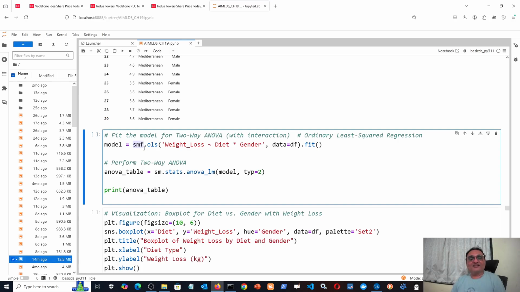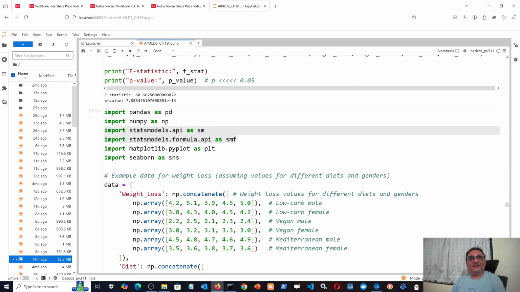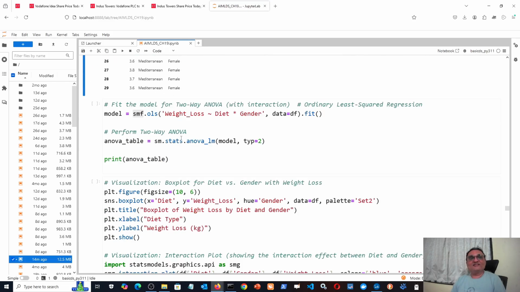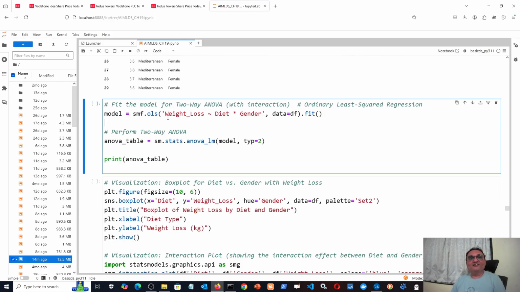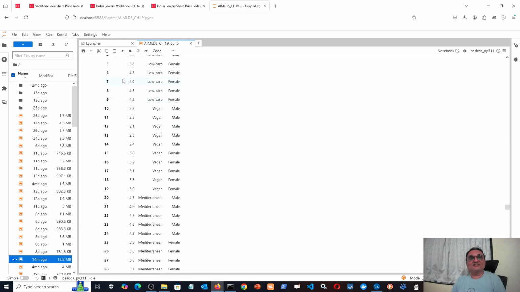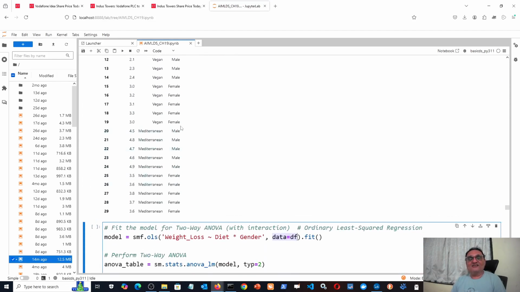From SMF, that is the statsmodels formula library, you use smf.ols. OLS means ordinary least squares. Take your dependent variable first, then a tilde symbol, and then take your two independent variables as multiplication of each other, right? That is the first argument to this function, which is my dependent and what are my independent variables. The second argument is which data set I have to take. So the data set is the diet data set for 3 diets and 2 genders, right?